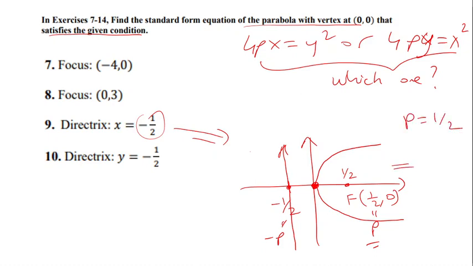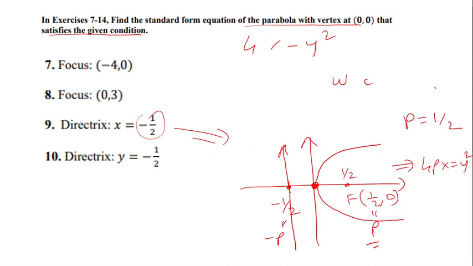Now, which type of equation is this? It's not vertical. If it was vertical, it would be x squared. But it's not vertical, so it has to automatically be the 4px equal to y squared type. So we answered this question now. We found p, and we found the type of the equation. The only thing left is to write 1 over 2 there, so we will get 2x equal to y squared.